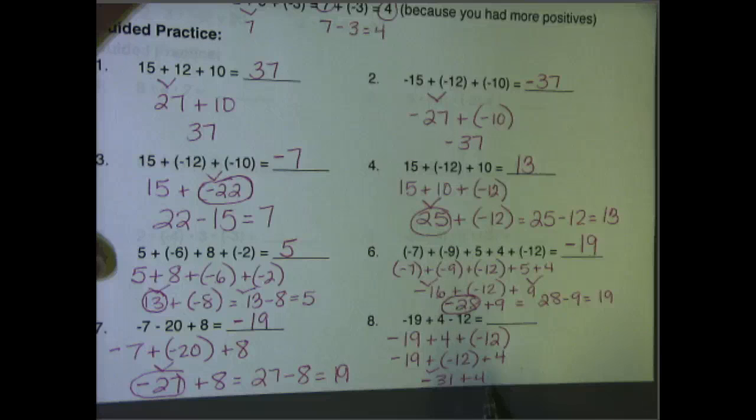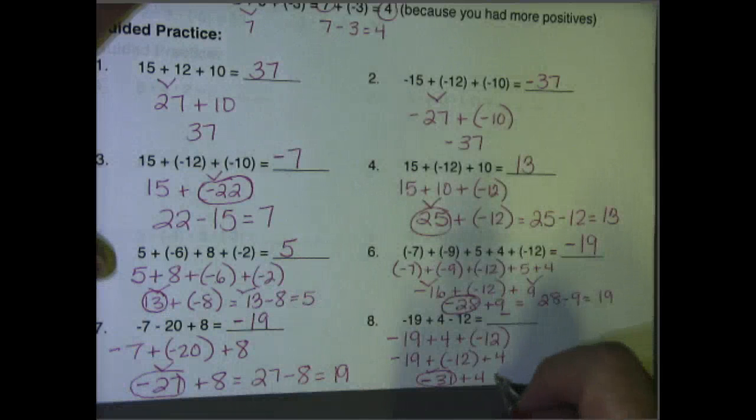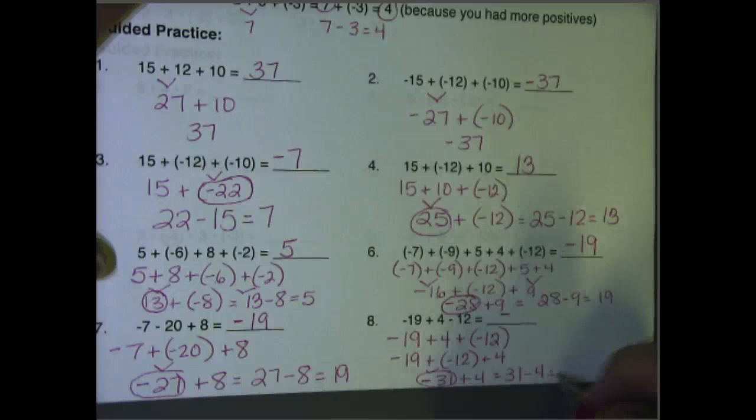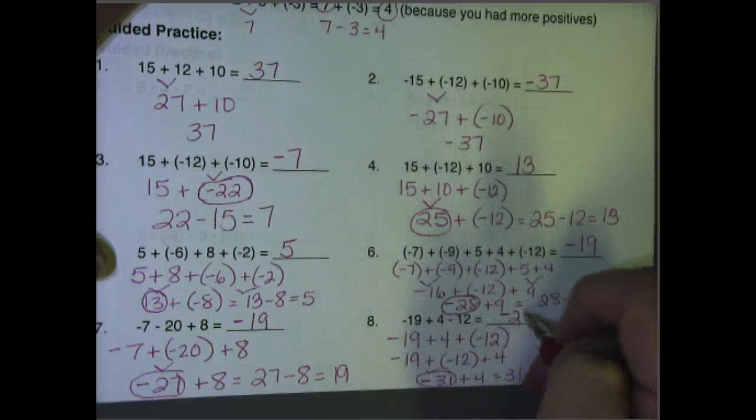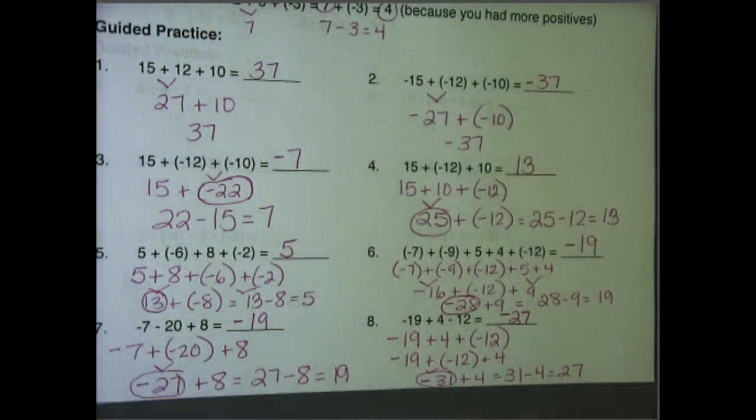Now I'm adding different signs. When I add different signs, I'm going to look to see what I have more of. I have more negatives, so my answer is negative. 31 minus 4 equals 27, so my answer is negative 27.